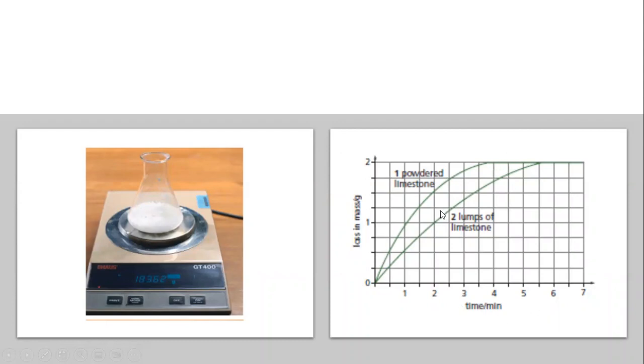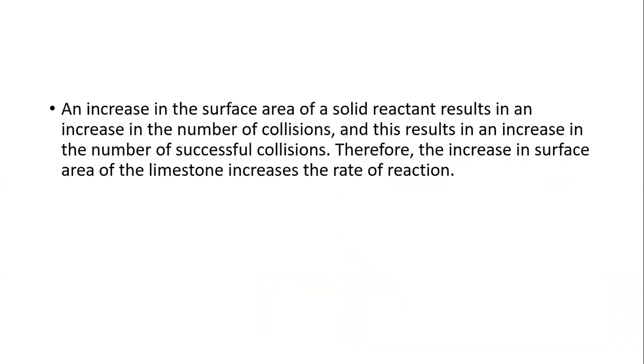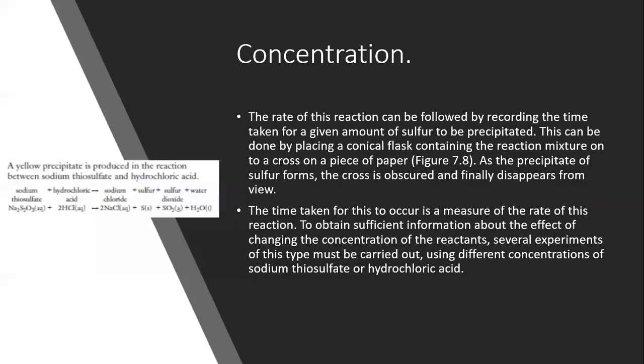So what you will observe is that you lose more mass when you have powdered limestone compared to lumps. So powdered limestone, why? Because powdered limestone is, of course, going to have greater surface area. So faster rate of reaction. An increase in the surface area results in an increase in the number of collisions, which increases the number of successful collisions, which causes an increase in rate of reaction.